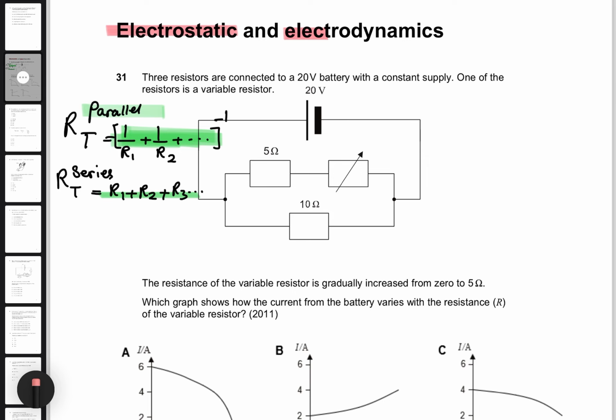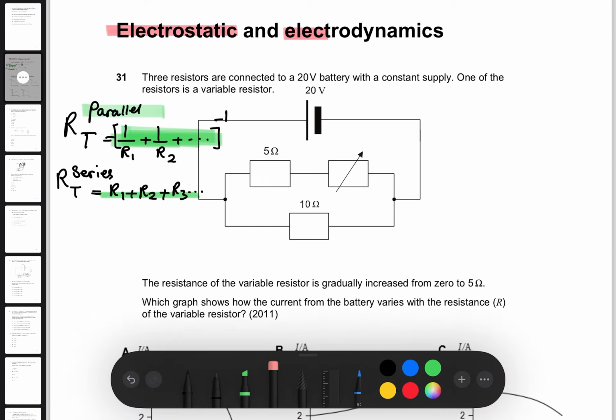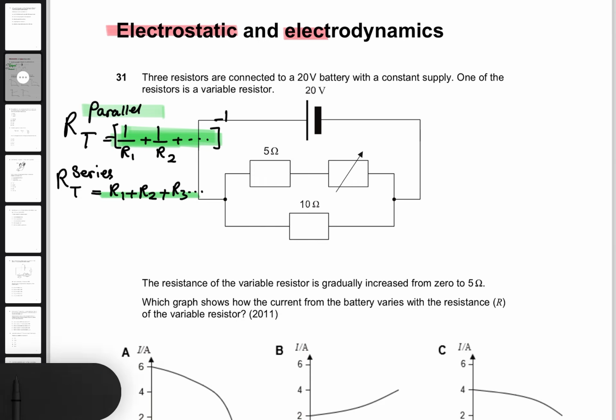Today we're talking about electrostatics and electrodynamics. Question 31 says three resistors are connected to a 20-volt battery with a constant supply, and one of the resistors is a variable resistor. Okay guys, so I've just provided you with two formulas on the left side of the page.